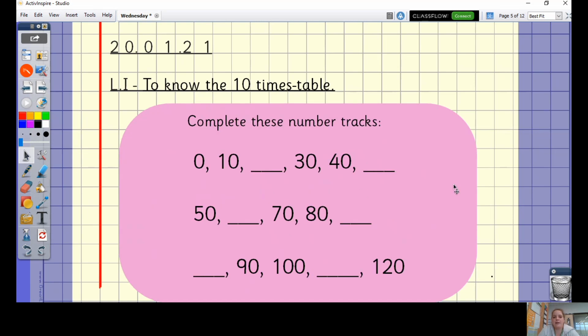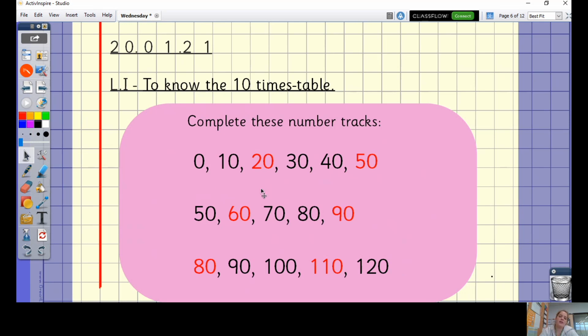Okay, and finally we have got some number tracks. So again, I want you to pause the video here, write down these number tracks, filling in those missing numbers. Hopefully you've had some time now to go through these number tracks and to fill in those missing spaces. Okay, so here we are. So we have 20 as our first gap, 50 as our second gap in that first sequence. In our second sequence, 60 is the gap here, and 90 is the gap here.